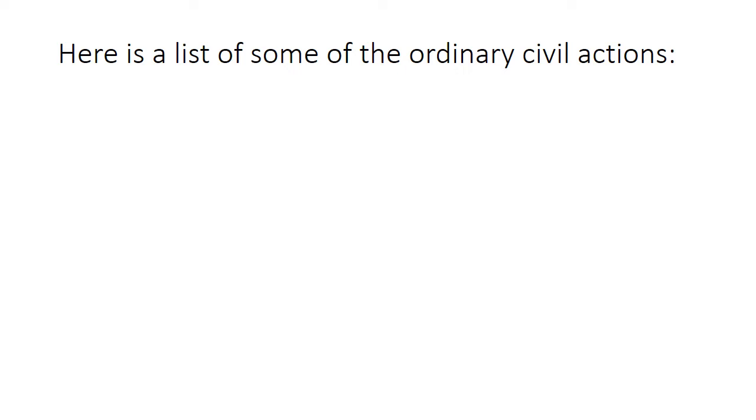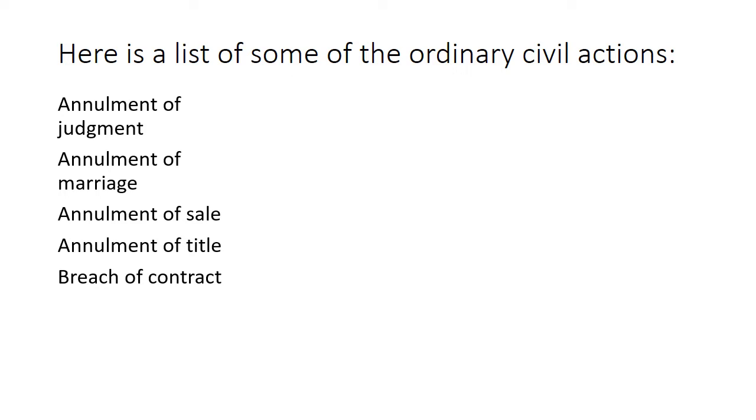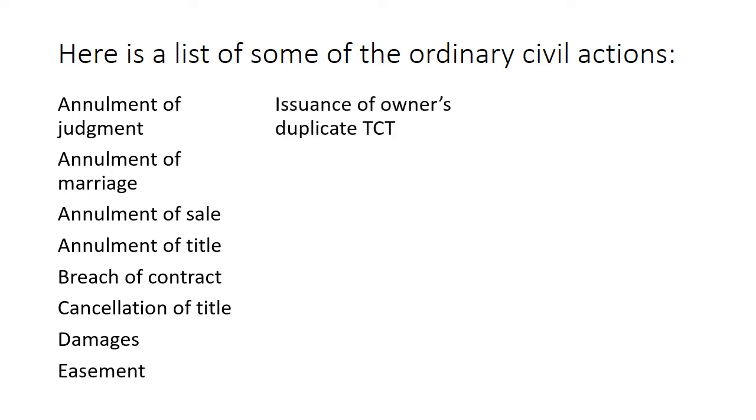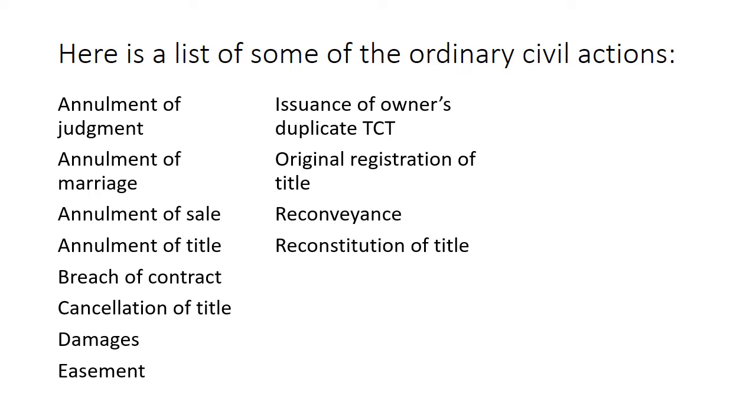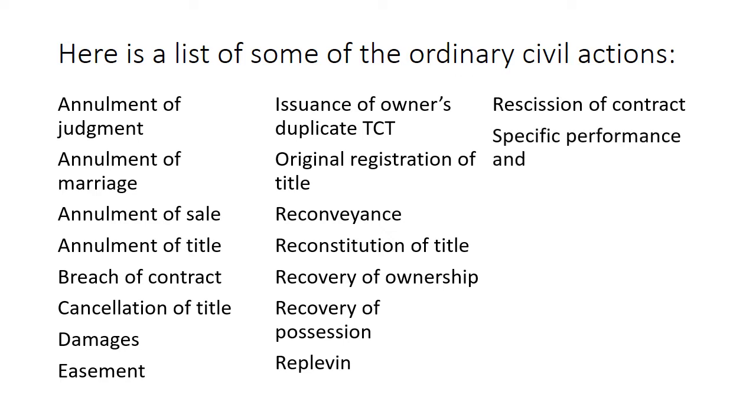Now, here is a list of some of the ordinary civil actions for purposes of familiarity. Annulment of judgment. We also have annulment of marriage, annulment of sale, annulment of title, breach of contract, cancellation of title, damages, easement, issuance of owner's duplicate of transfer certificate of title, original registration of title, reconveyance, reconstitution of title, recovery of ownership, recovery of possession, replevin, rescission of contract, specific performance, and sum of money or collection of a sum of money.